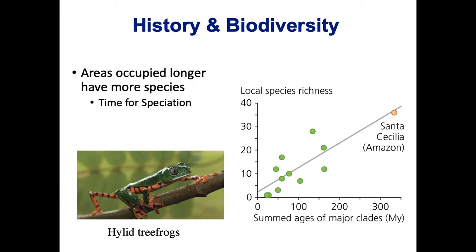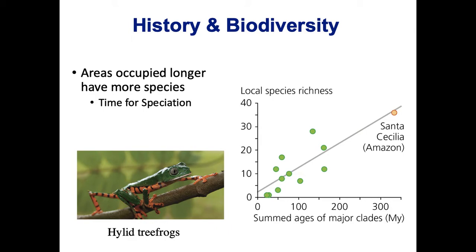History is also important, and I know that probably sounds kind of weird, but the history of a place matters. If it's been occupied longer, it tends to have more species. Newly created islands from volcanoes are going to have fewer species because they haven't been around as long as islands that have been around for a very long time. This has a lot to do with evolution. The longer an area has been there, the longer the time for speciation.